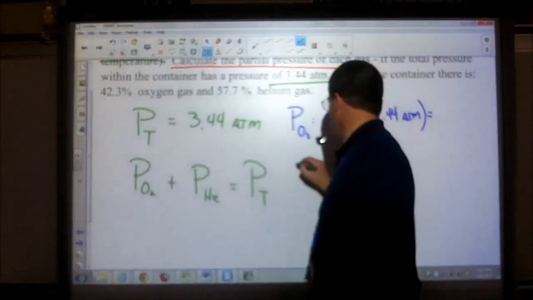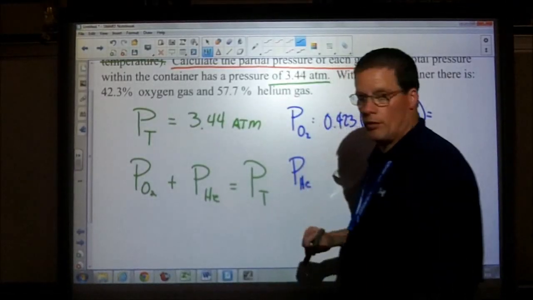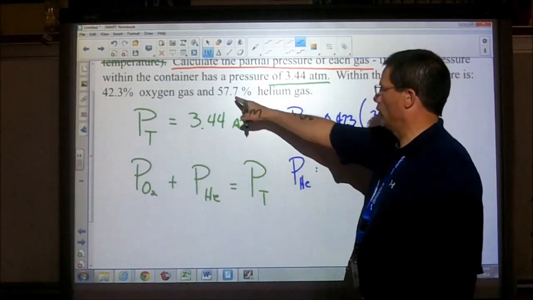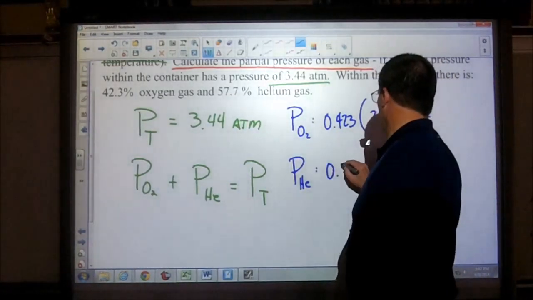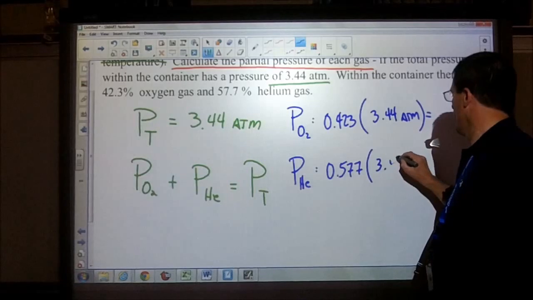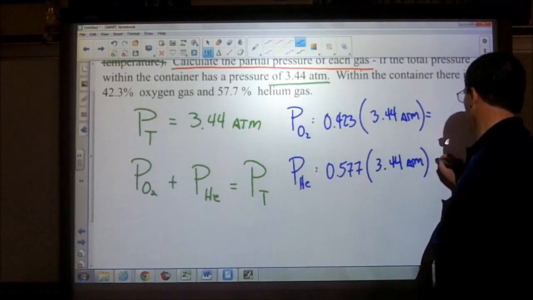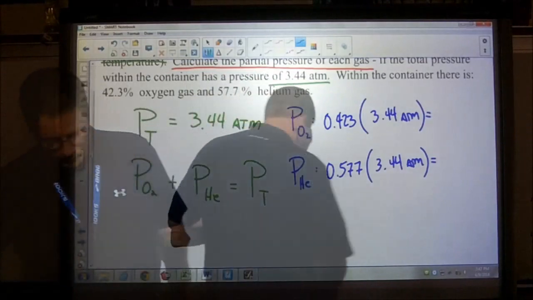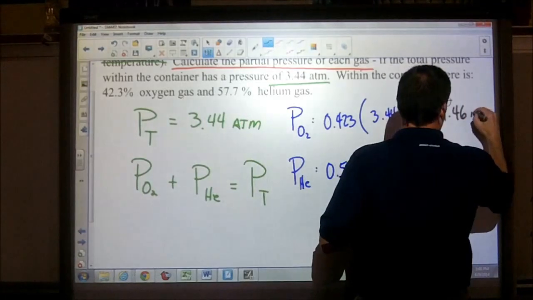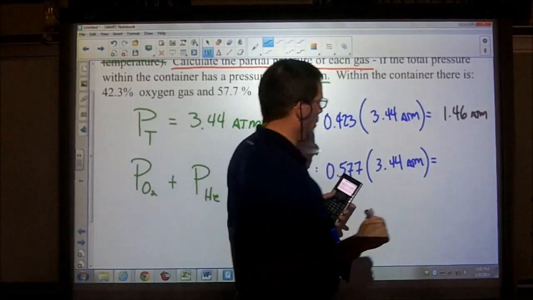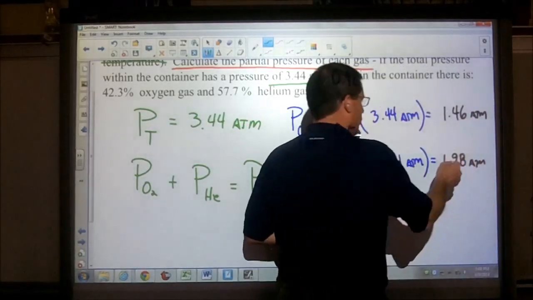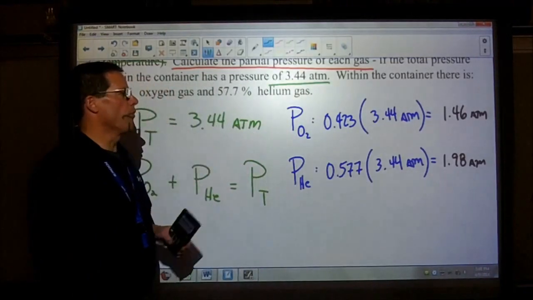I will do the same thing with the helium. Now remember, helium doesn't end in gen or ine, so it's all by itself. And in this case, it's 57.7%. So change that to a decimal, 0.577, multiplied times the total pressure. And then solve. So I get a value of 1.46 atmospheres there, and 1.98 atmospheres here. Add those two together, I'll bet you get 3.44.